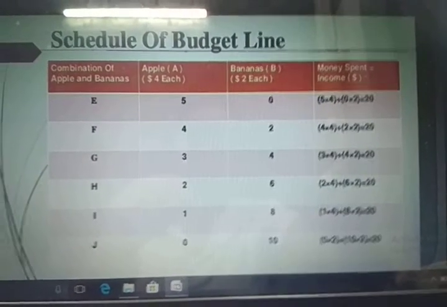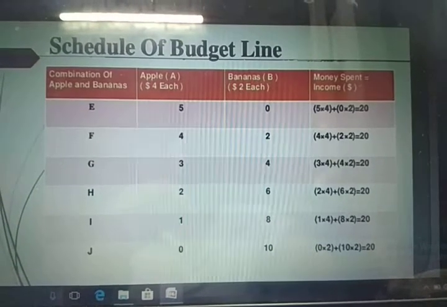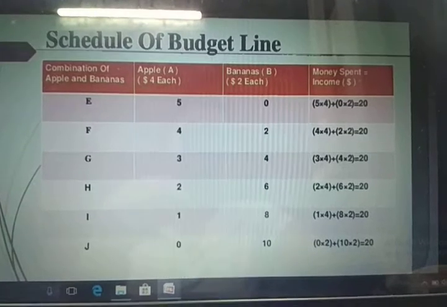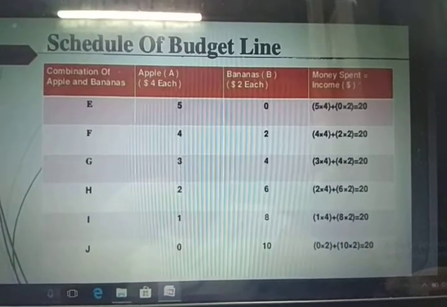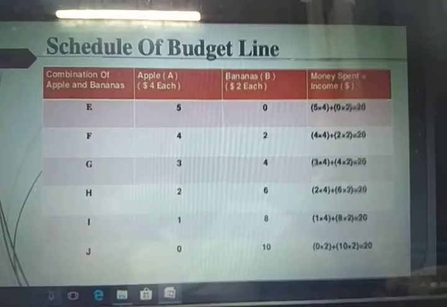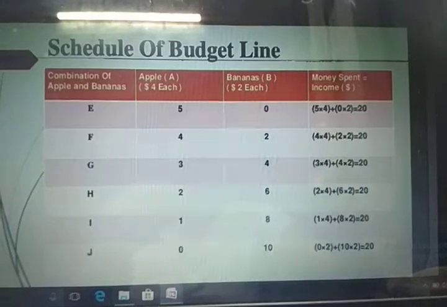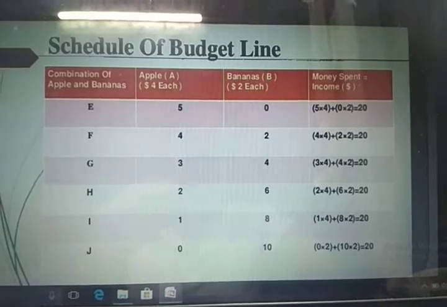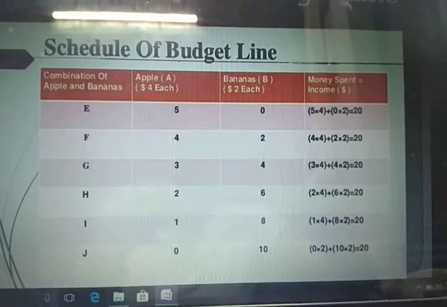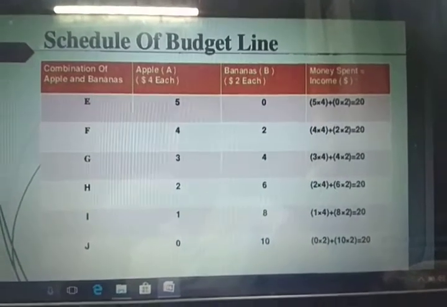That means the prices, as you can see in this schedule, the price of banana is given as 2 each, and the price of apple is given as 4 each. And the money income of the consumer given in the schedule is rupees 20. That means the consumer's income is 20. Now how is he going to spend these 20 rupees on apples and bananas so that the money income of the consumer is equal to the money spent on each of these combinations?